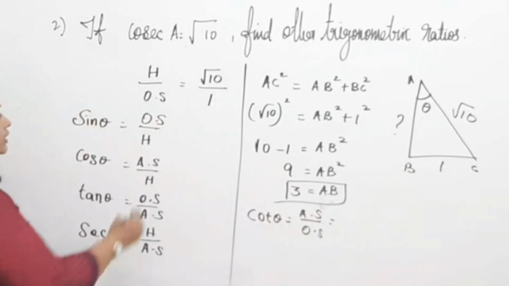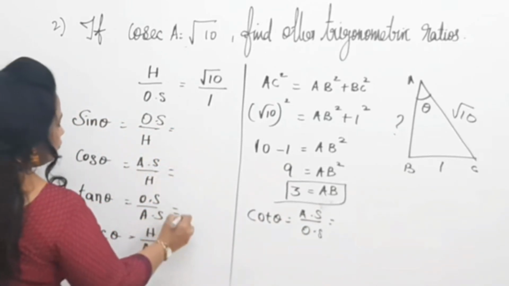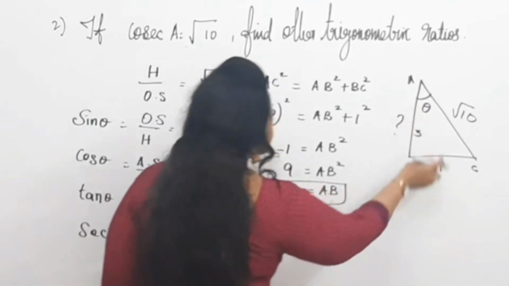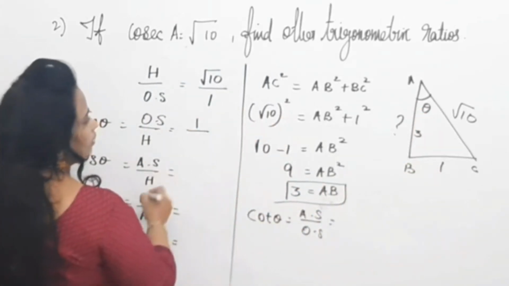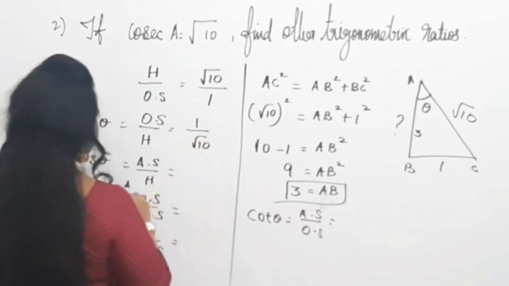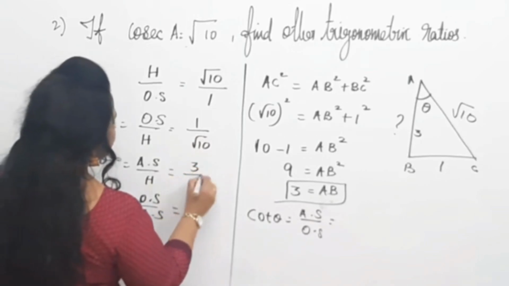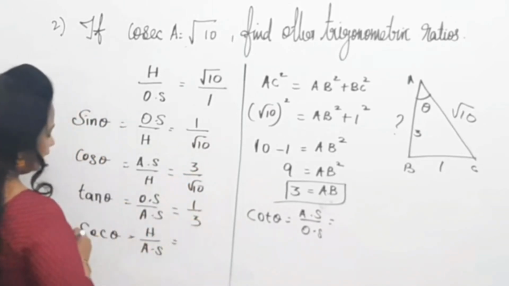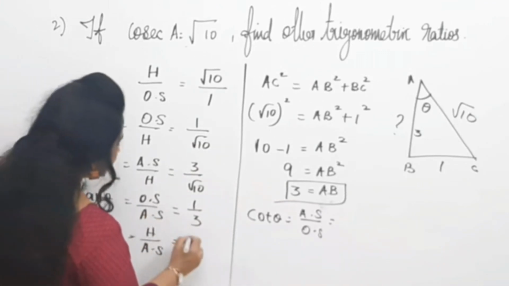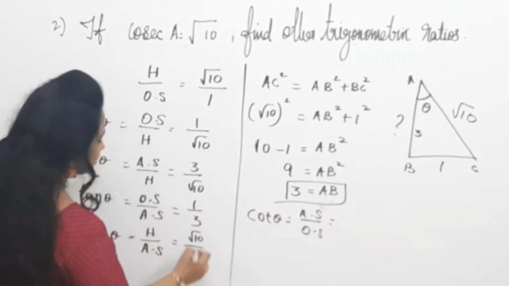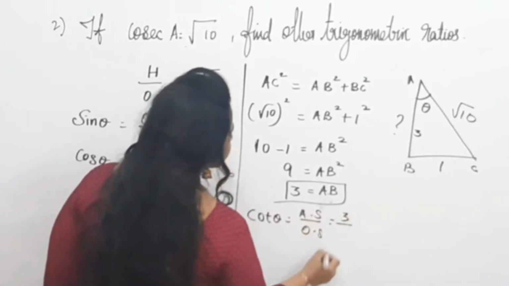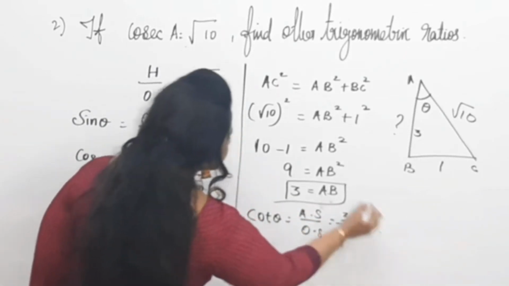So I'm going to fill it up right now. My values here, opposite side. So this is my 3, opposite side is 1 divided by root 10, and then adjacent side 3 divided by root 10, and then 1 by 3, and then sec theta, hypotenuse root 10 by adjacent side is 3, and then adjacent side is 3, opposite side is 1, which is equal to just a number 3.